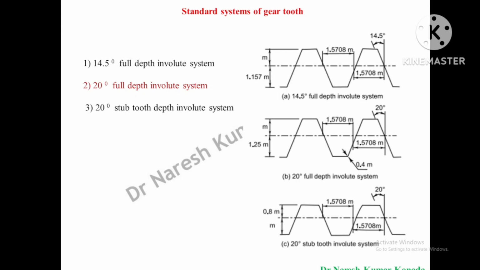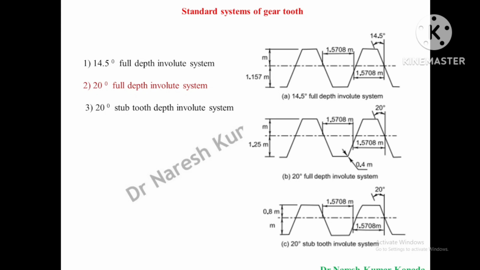Why? Because I have already given some clarification related to the 20-degree full depth involute system. And here, the minimum number of teeth to avoid interference should be maintained as 17 teeth. In all these cases we are following the involute profile tooth curves.